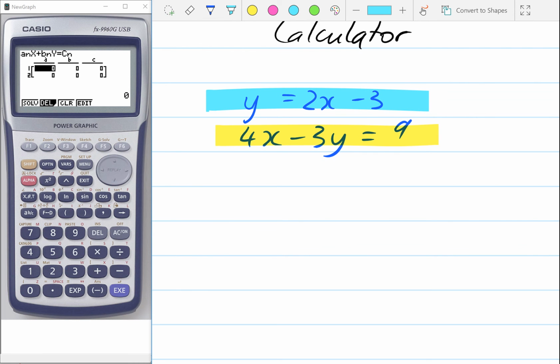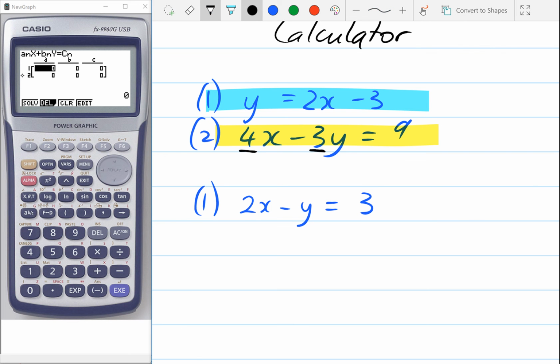So what we want to do is rearrange that top equation. So equation number 2 is fine. Number 1, we need to rearrange it to write the x term first. So that would be 2x minus y equals positive 3. So now we can put the coefficients, just the number in front of x and y, into our equation.